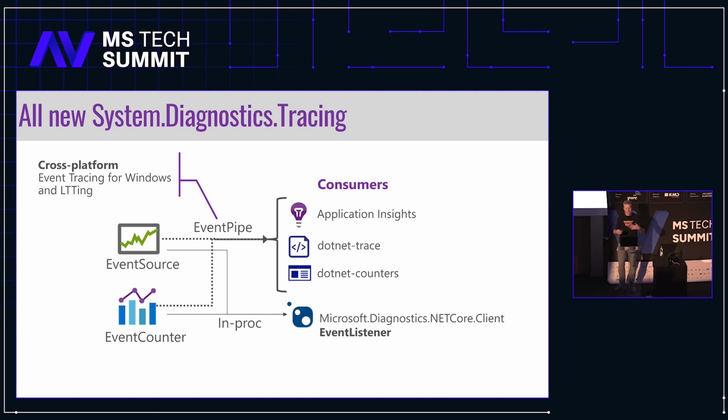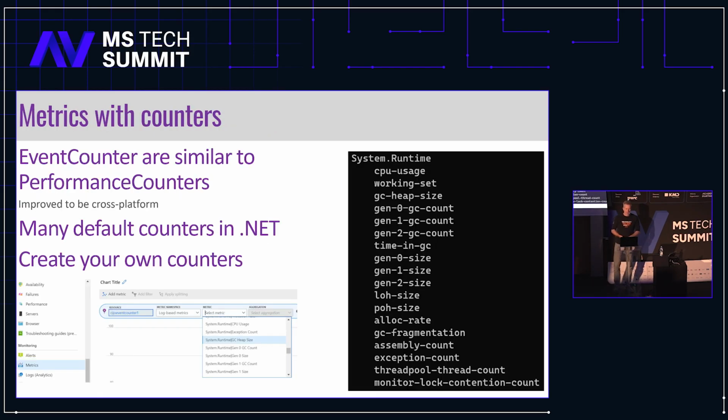And if you want to get this information from in process, because maybe you're writing some tooling or whatever, then you can do an event listener, which is a special NuGet package that's kind of obscure and it's sort of hidden away. But if you look for this client thing, then you'll find an event listener where you can directly listen to event sources and event counters. And those counters are similar to performance counters in Windows that you used to have. Again, it's cross-platform, so now this also works in Linux.